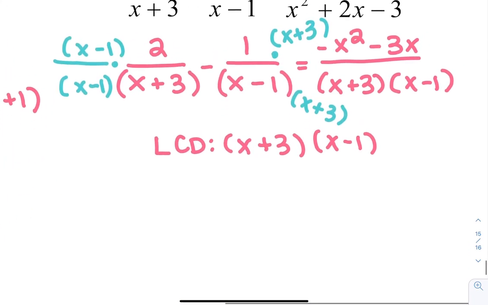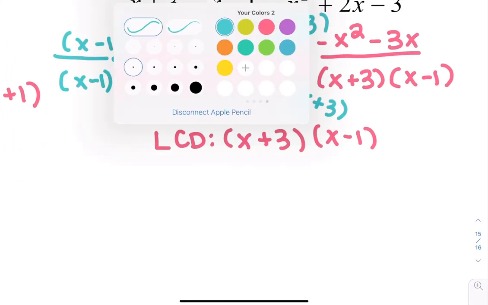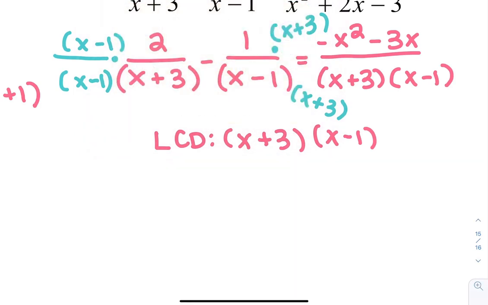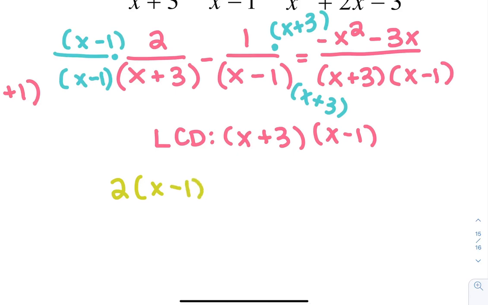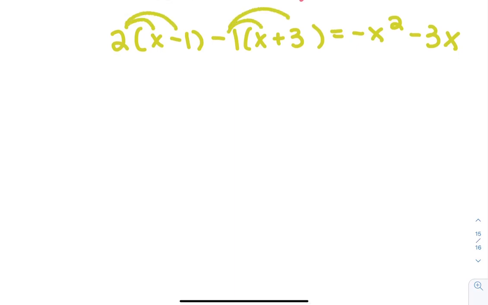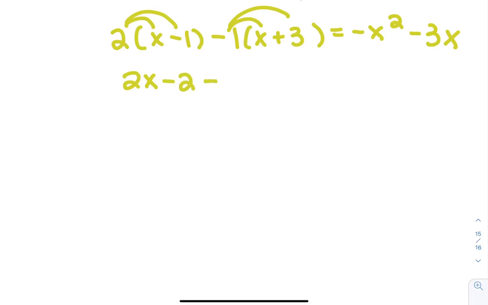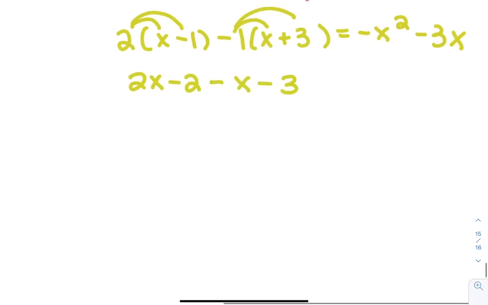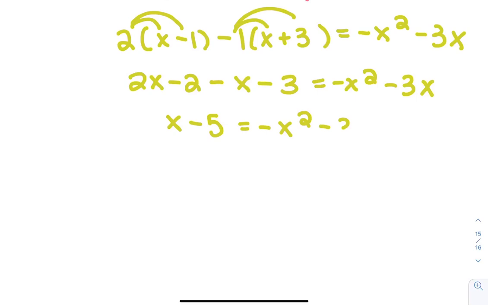Now that I have common denominators, I'm going to rewrite with just the numerators. So I'm going to write this as 2 times x minus 1 minus 1 times x plus 3 equals negative x squared minus 3x. Now let's distribute so that we can simplify. So I get 2x minus 2 minus 1x minus 3 equals negative x squared minus 3x. Combine like terms, so we end up with x minus 5 equals negative x squared minus 3x.